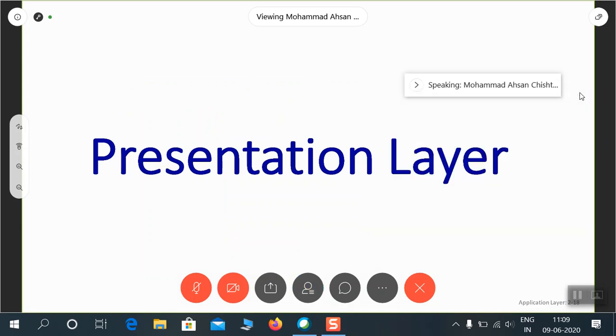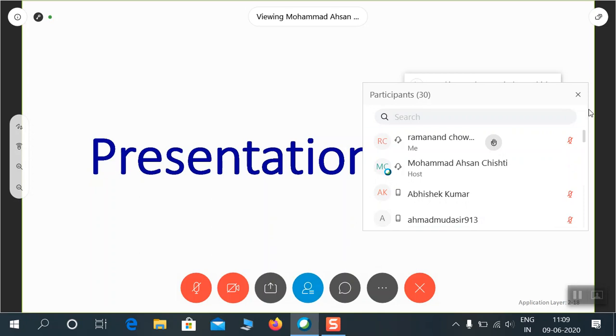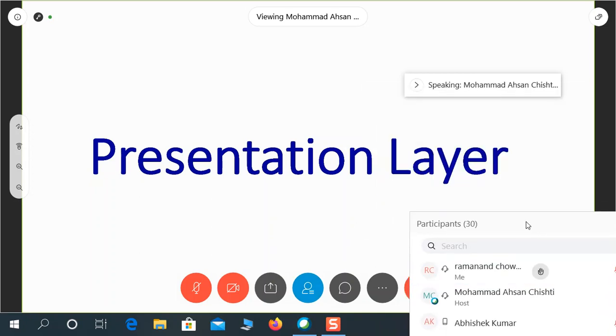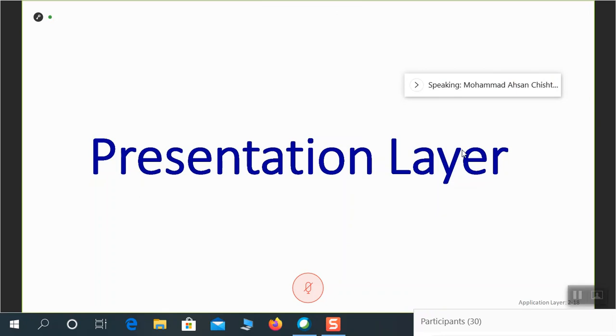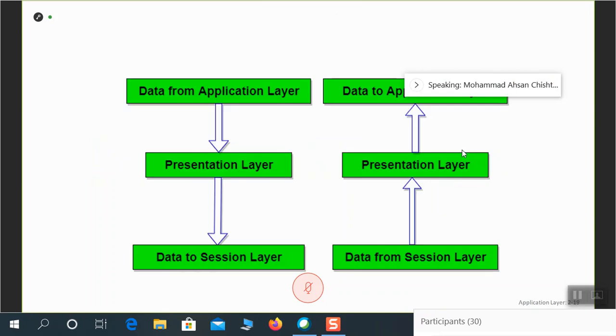Presentation layer. The name should by itself give you the meaning of what we are going to study. Its main function is presentation. It deals with presentation of data. How do you show the data? So it would deal with the issues with respect to how one system looks at the data and how another system looks at the same data. So representation of data in one system and representation or viewing of data in another system. It takes care of that so that it's understood at both the systems.